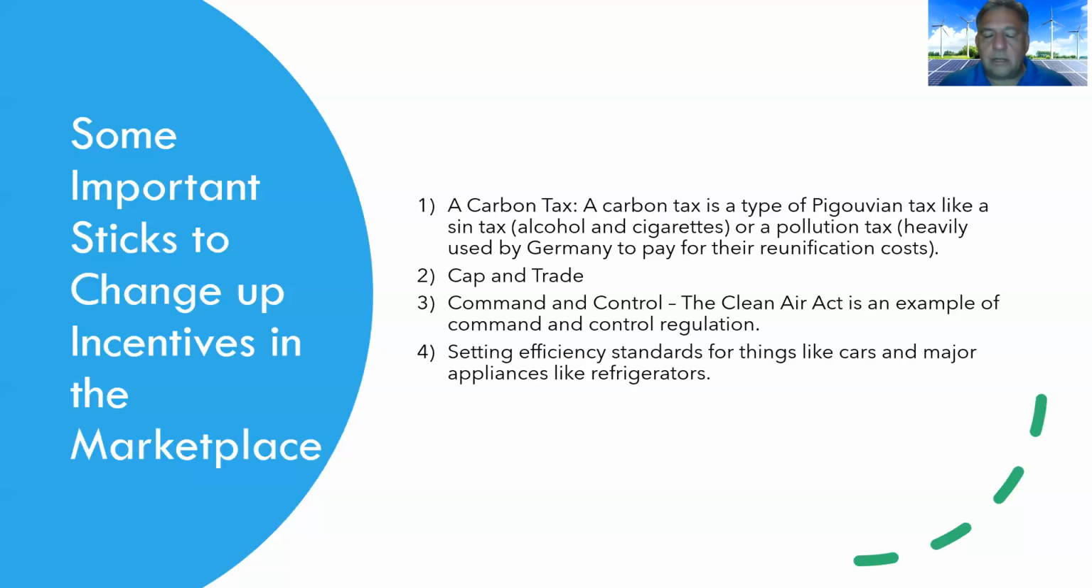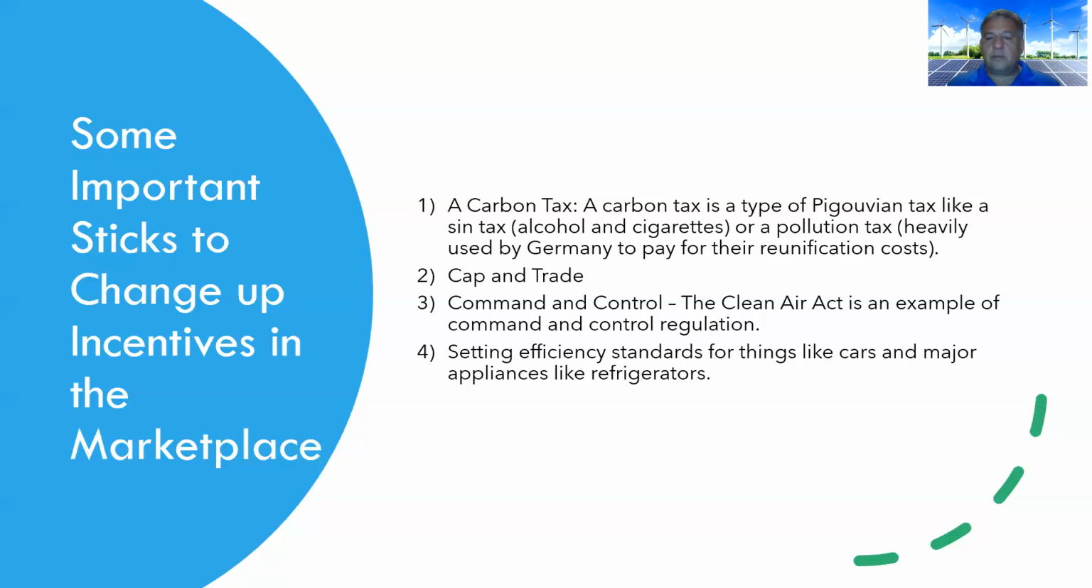Command and control. Command and control is when the government just regulates. It says that you can't do something, you have to use a certain technology. The Clean Air Act is an example of command and control regulation. And we'll talk about some of the weaknesses of this in a moment, and why, of the top three, this is the least best option.